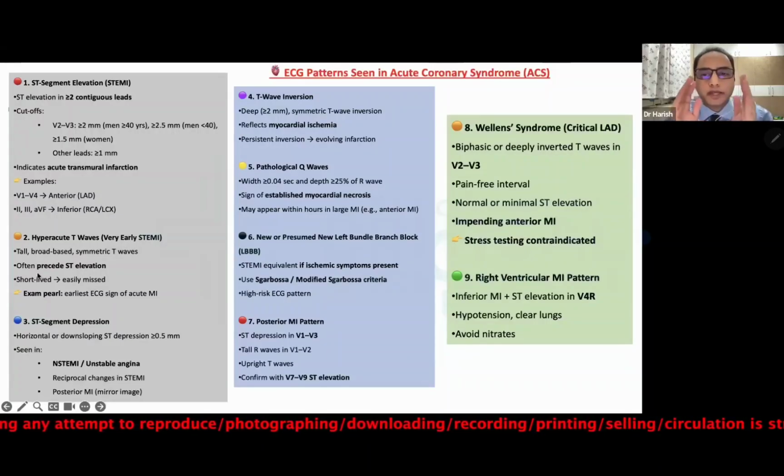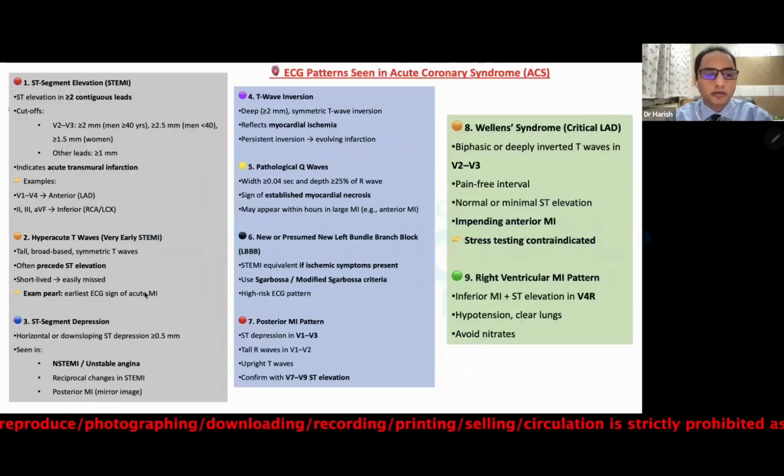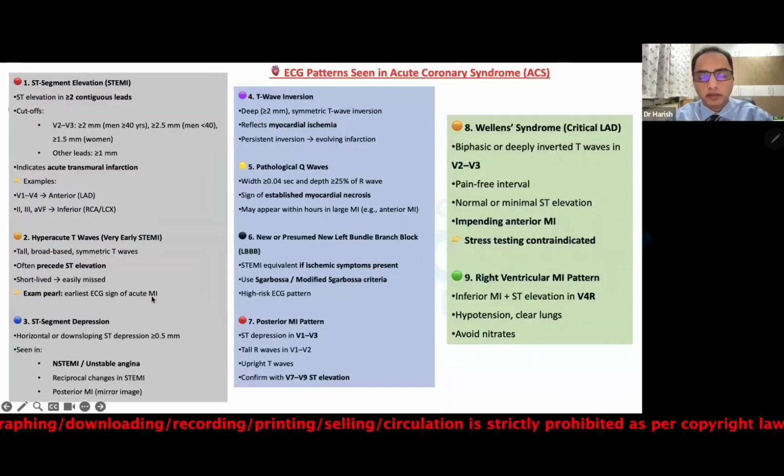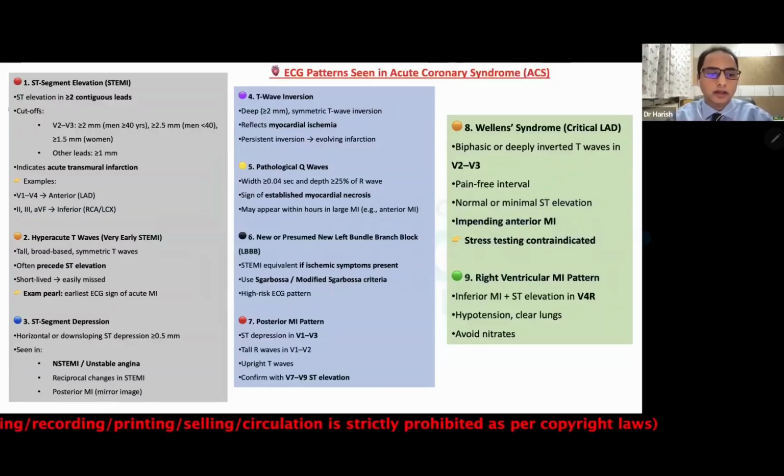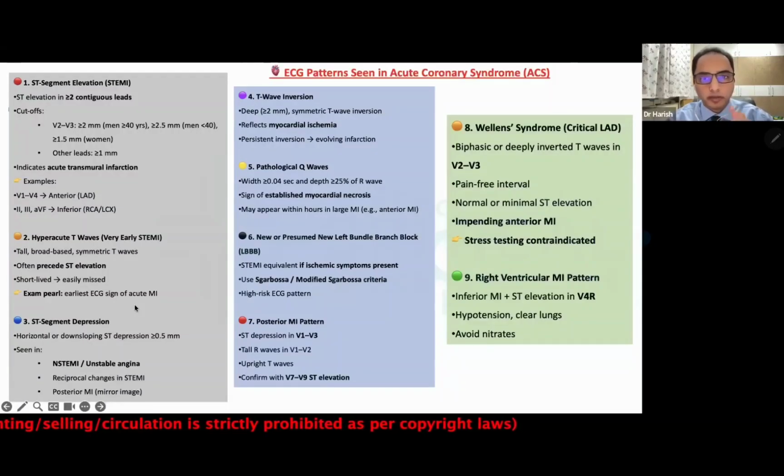So often precede the STEMI. Short-lived, easily missed many a times if you do an ECG later. So the earliest ECG sign of acute MI is the hyperacute T wave, which is the preceding finding for the STEMI.